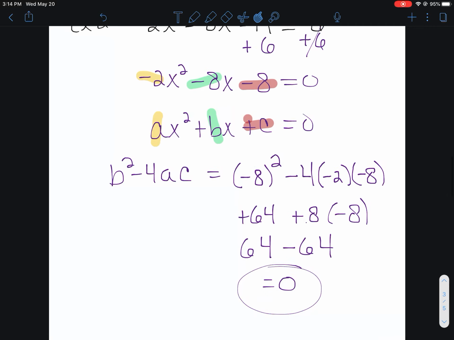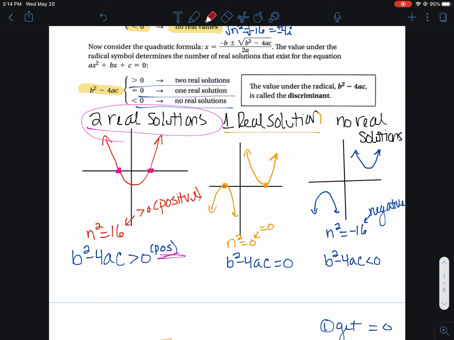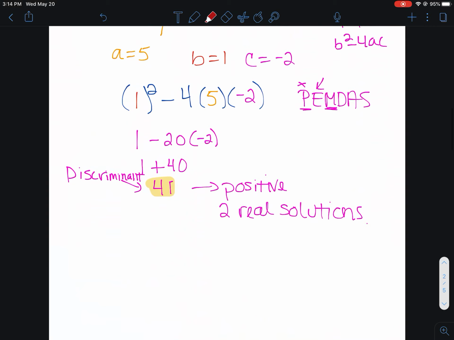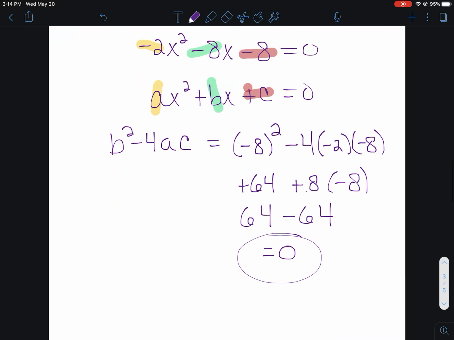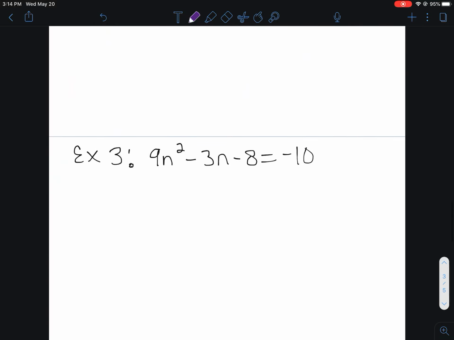So when I get a discriminant that's equal to 0, that tells me I have 1 real solution. So my graph is going to just hit the x-axis in one place, okay? So 1 real solution here. And again, that's because the square root of 0, you're only getting 1 answer out of that. So we can't get more than 1 possible solution.